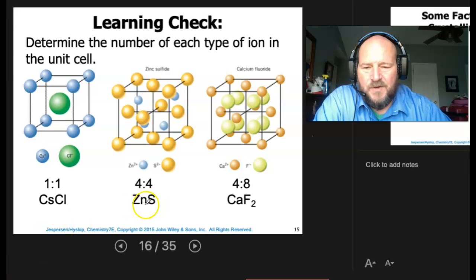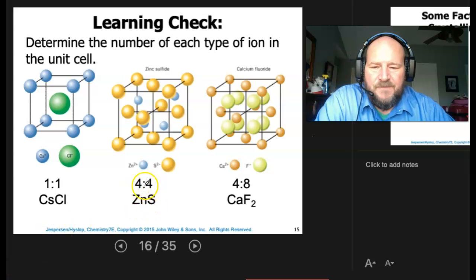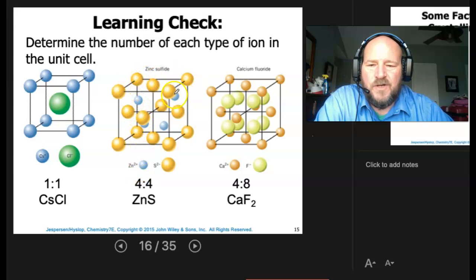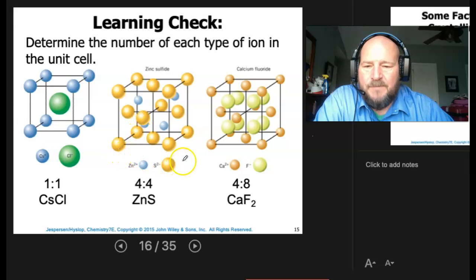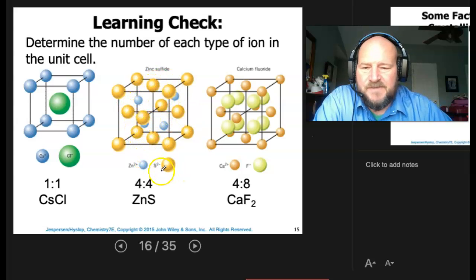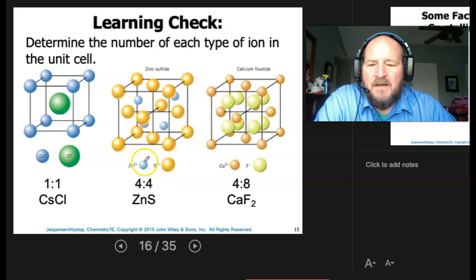So zinc sulfide is 1 to 1. So it's 4 to 4 inside the cell, right? So we have 1 on each corner. So that's 8 corners, and that would give us 1. And then we have halves for all 6 faces. That's 3. 3 plus 1 gives us 4. And then for the zinc itself, all 4 of them are inside the cell. They're all quartered.